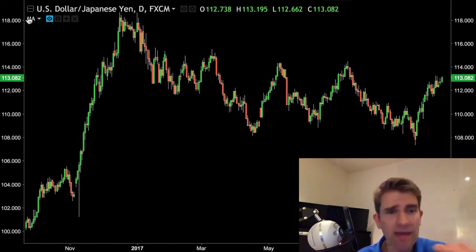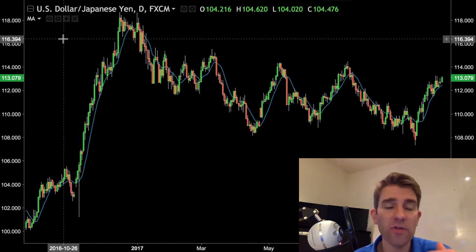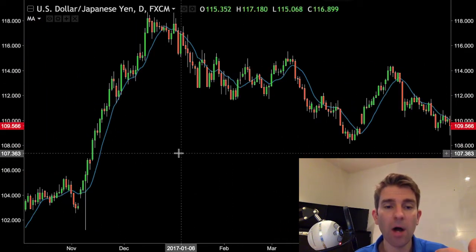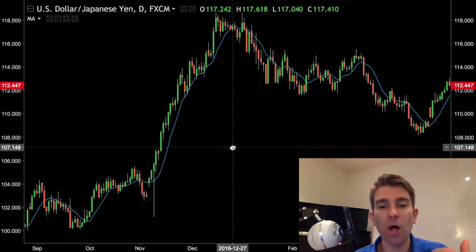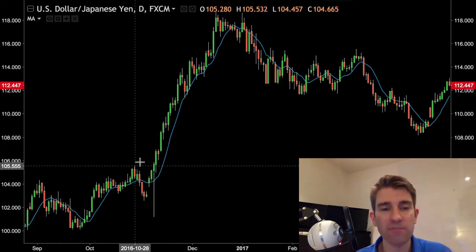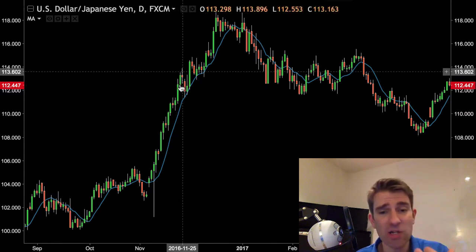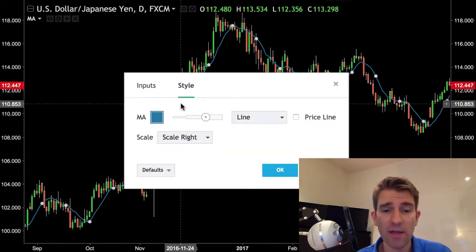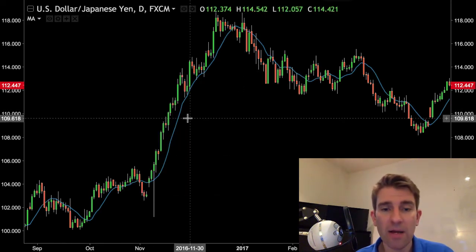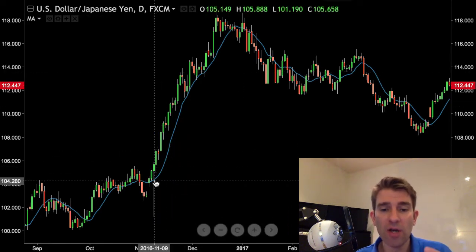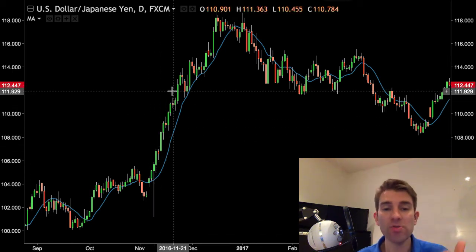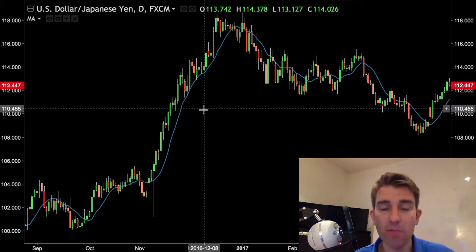The example that springs to mind the easiest is something like a close below a moving average. So if we were long on this breakout on the US dollar JPY daily chart, we'd say to ourselves, what have we got here? We've got a 10 period moving average, a round number. We're going to stay in the trade until the price closes below the 10 period moving average.